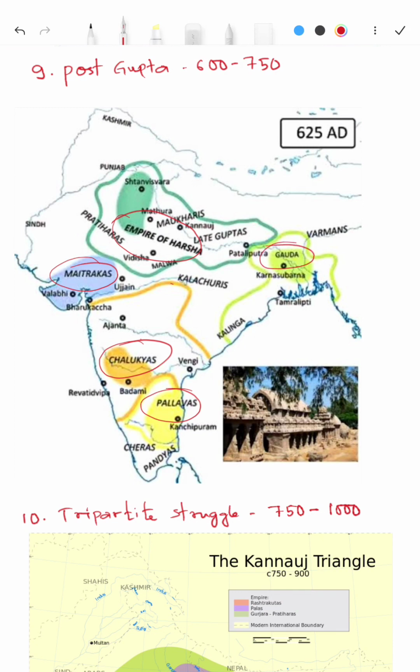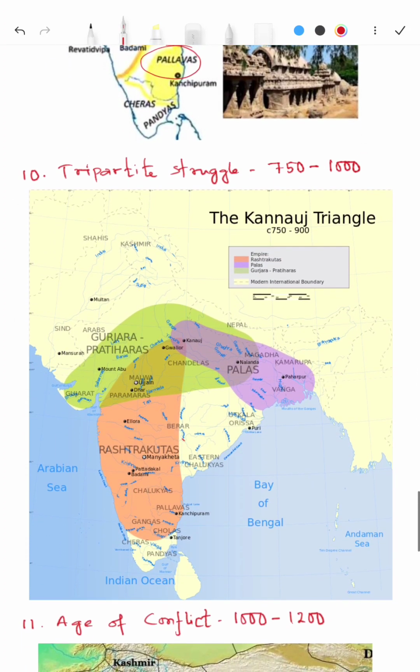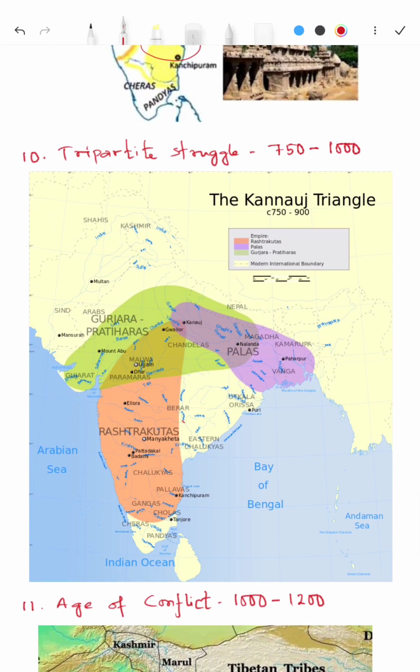So after this we have the tripartite struggles, a period ranging from 750 to 1000 AD. The Gujarat Pratiharas, the Palas, the Rashtrakutas, these three major powers trying to assert dominance over one another, hence called the tripartite struggle.